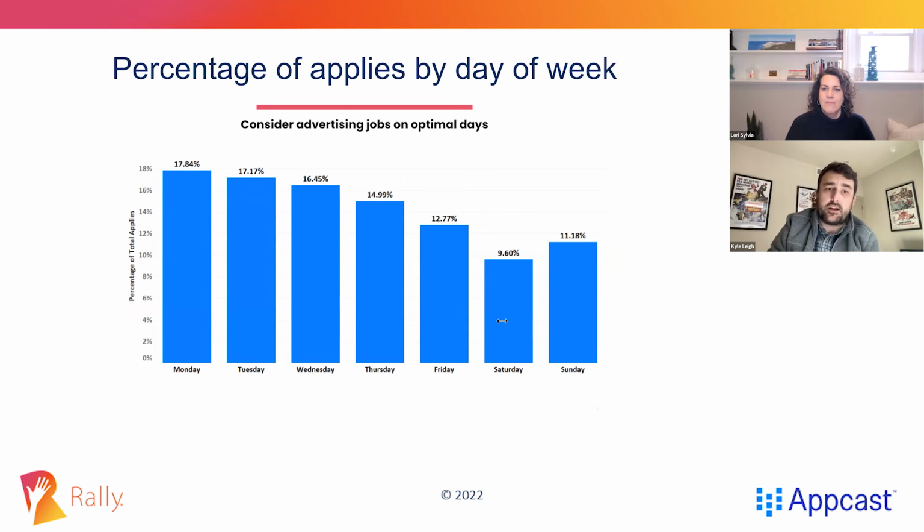When people apply, so when they're going on to job boards, clicking on jobs and then applying, it's cyclical throughout the week. What we typically see are Monday, Tuesday, Wednesdays are the best days to post jobs because you're going to get a lot more applies on those days versus posting something towards the end of the week or even on a weekend. Another thing, get out at the beginning of the week.